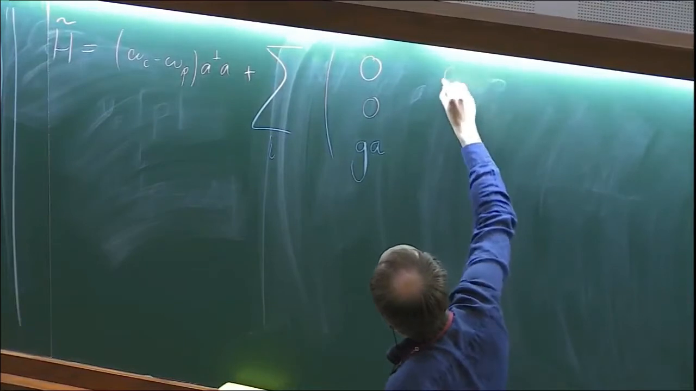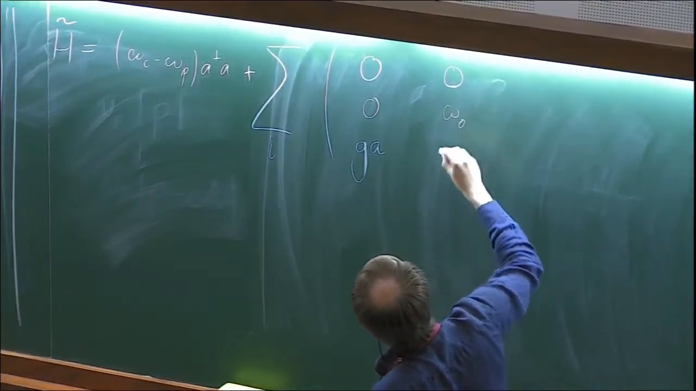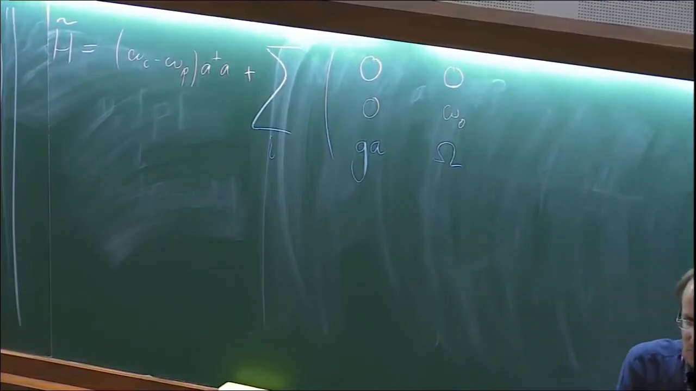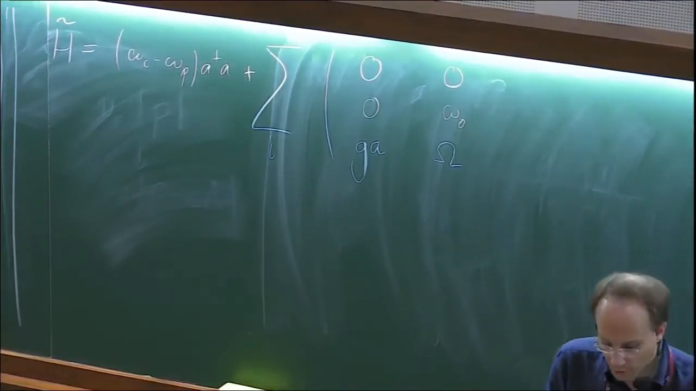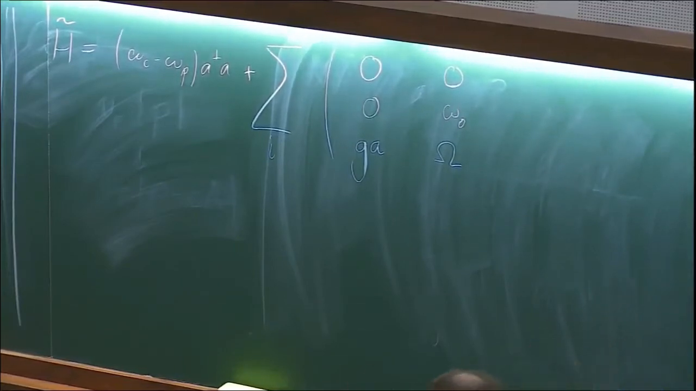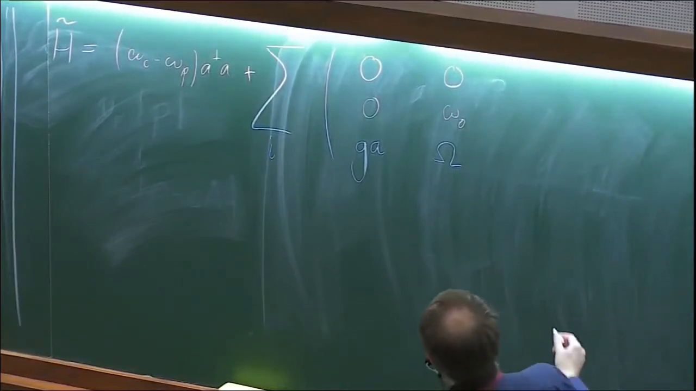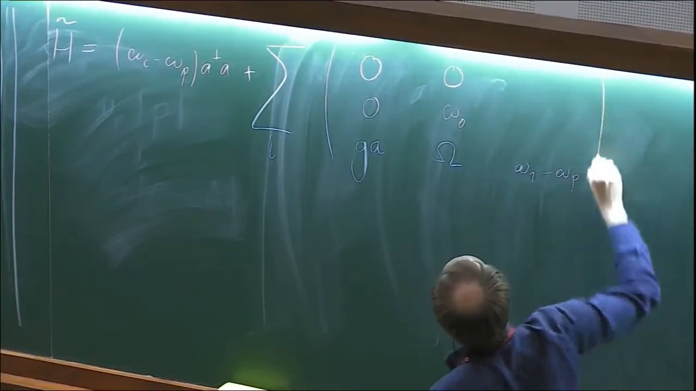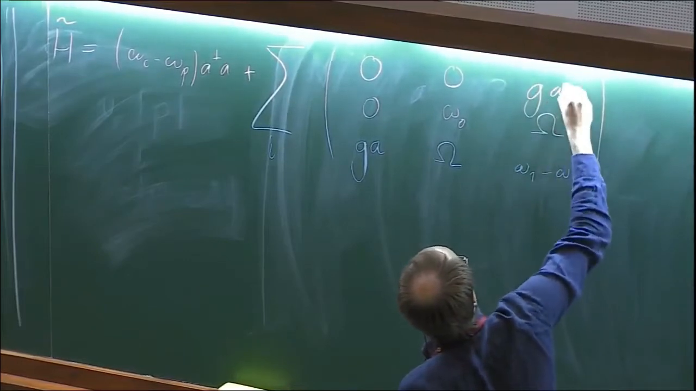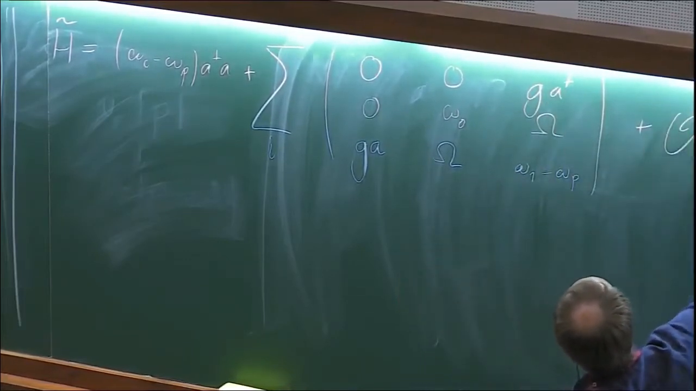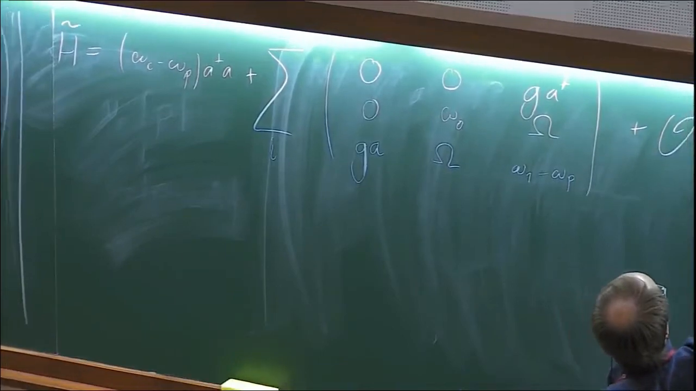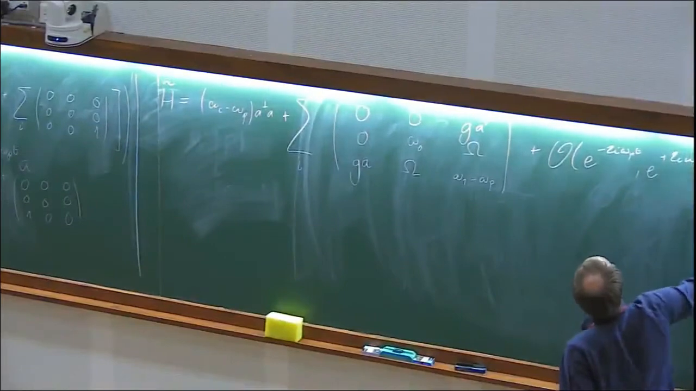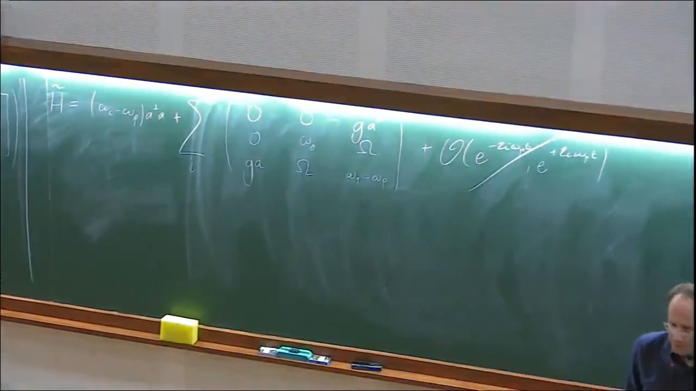If I look in the second row, I will get omega naught here, and I will get just omega. And again, there's one term which goes like omega, and there's one term which will go like e to the 2i omega p t, and I've dropped that. The bottom right is omega 1 minus omega p, and the rest of this follows by hermiticity. So I have this plus terms of order e to the minus 2i omega p t, or e to the plus 2i omega p t, and my rotating wave approximation is that I'm going to drop all of those terms.